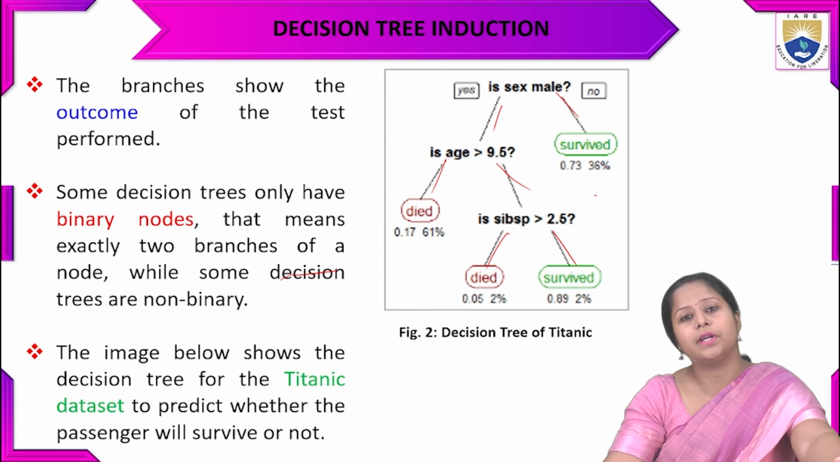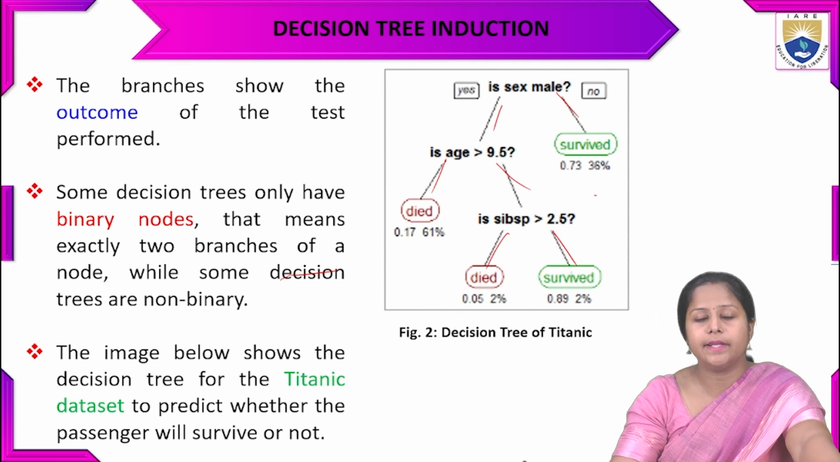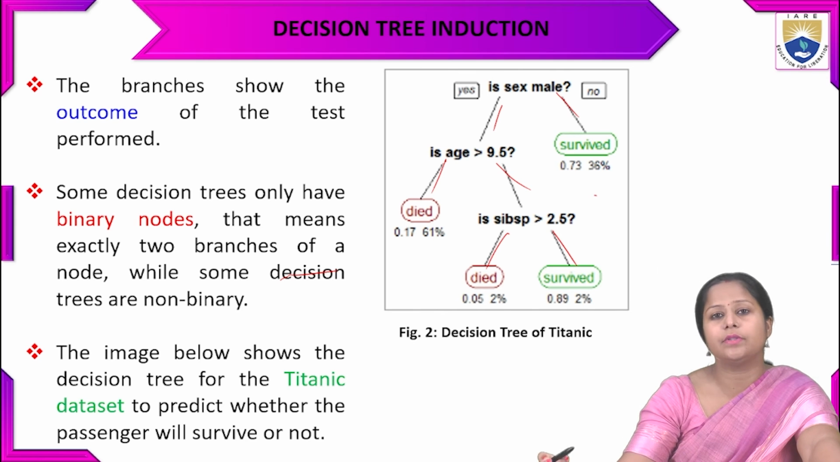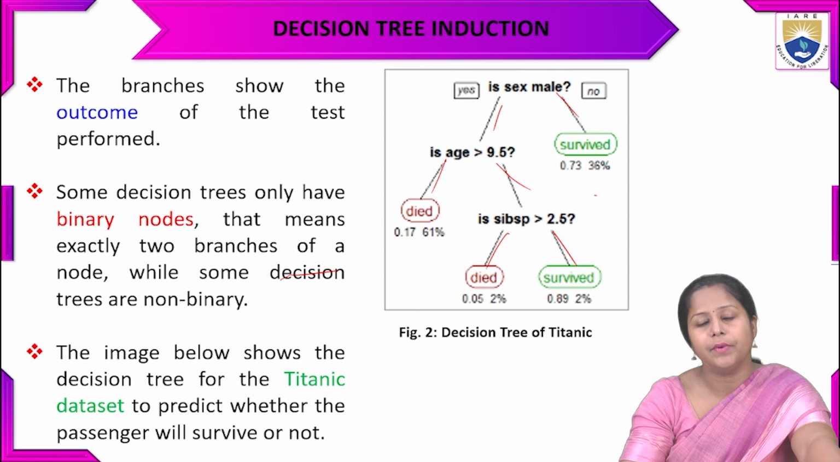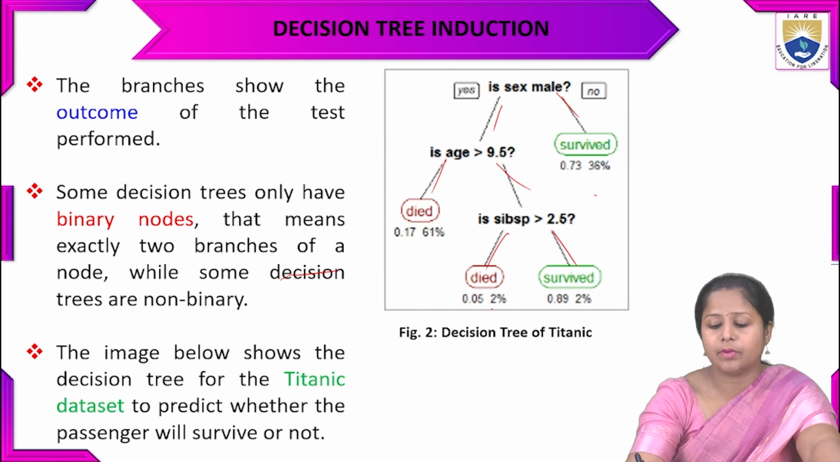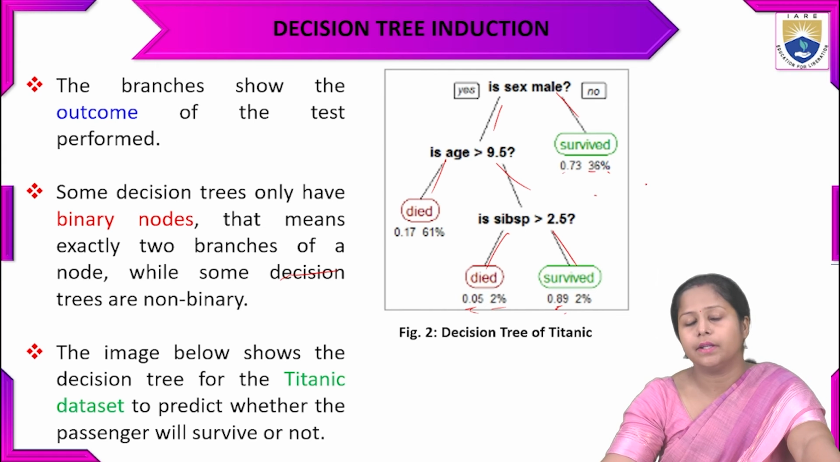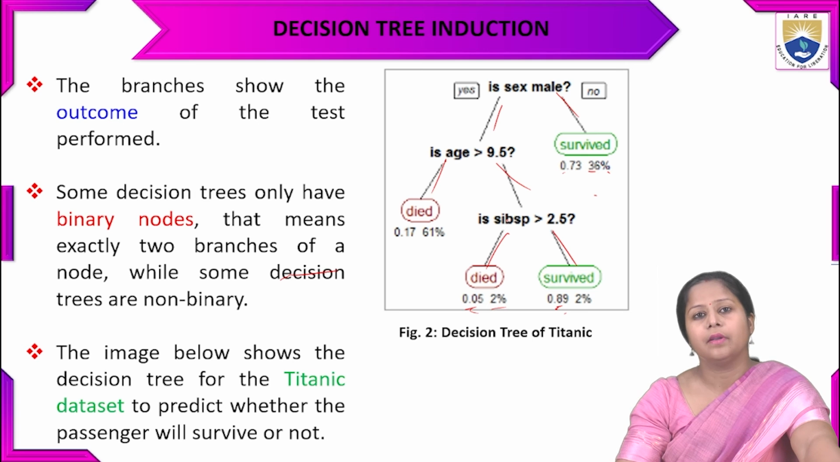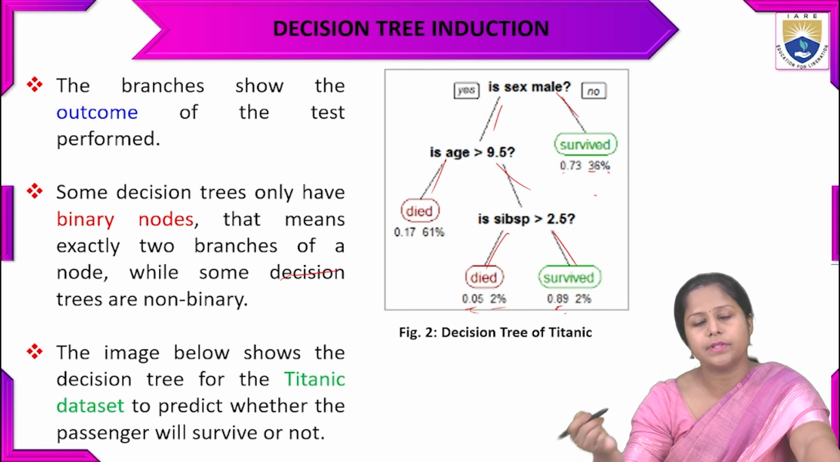The image shows the decision tree for the Titanic data set that predicts whether the passenger is going to survive or not. Here some facts are given, and on the basis of those, the data set predicts whether the passenger is going to survive or not.